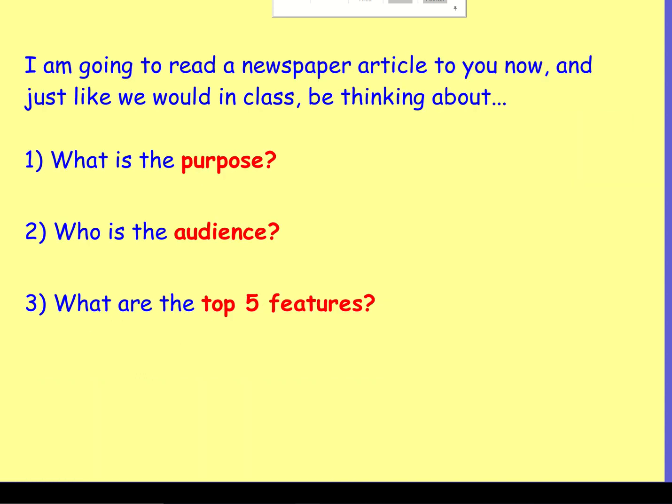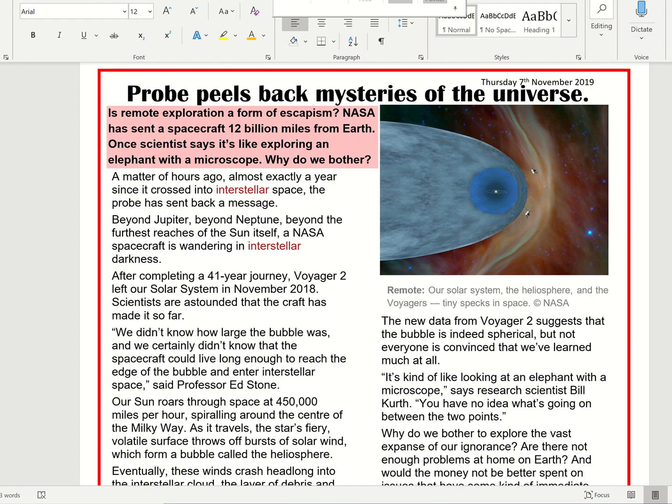Just like we would in class, I'm going to read you a newspaper article now, and whilst I'm doing so, I want you to be thinking about, and maybe jotting down on your piece of paper, what's the purpose of it? So remember, we've got our 4 purposes for writing. Which one is it? Is it to entertain? Is it to discuss? Is it to inform? Or is it to persuade? Who is our audience? So who will be wanting to read it? And what are our top 5 features? So what writing skills are needed in a newspaper that make a newspaper a newspaper? So be thinking about those things as I read it to you now.